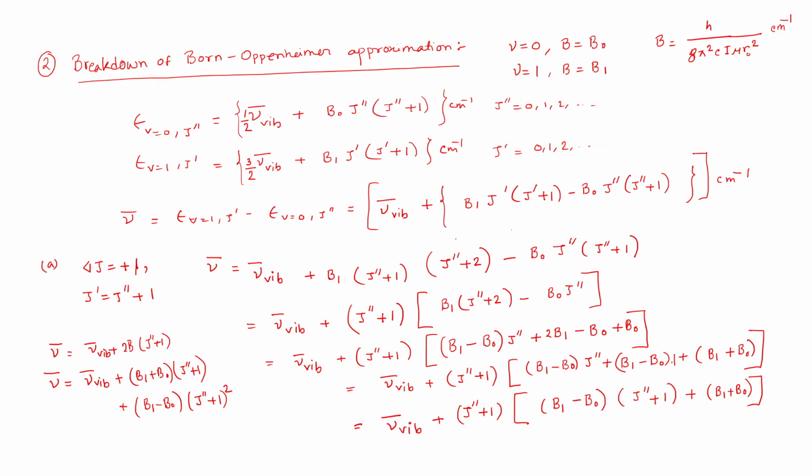Why is that? It's B1 minus B0, so I guess it should be positive, so B1 should be higher. No, why do you think B1 minus B0 has to be positive? From the expression of nu bar, it could be negative also. So it doesn't really matter because other positive terms are already there, na?